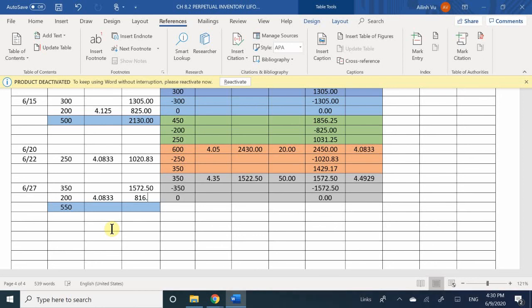Okay, so where are we? 200 times 4.0833. Okay, what'd you get? Now I've got 966.60. Okay, that was really off. You've got to clear your calculator. Apparently I can't get it. Let me turn it off and turn it back on, maybe that'll help.